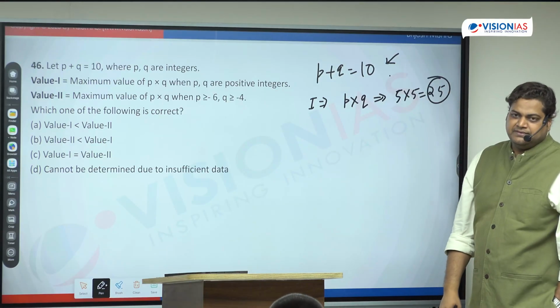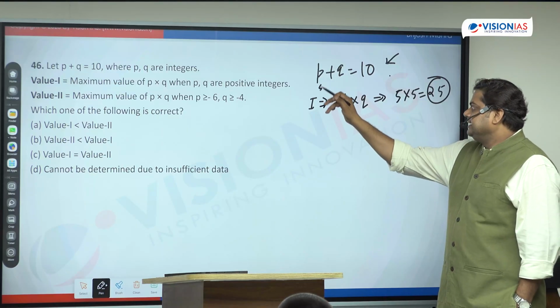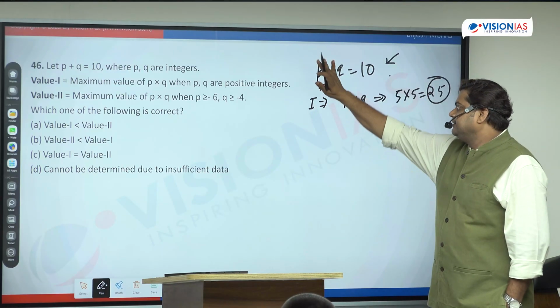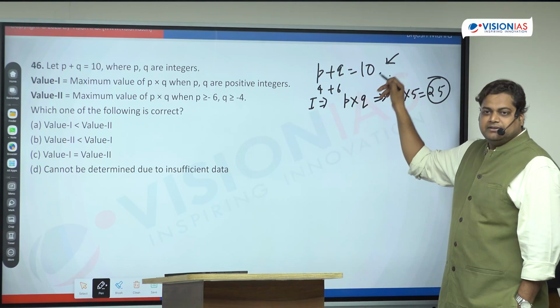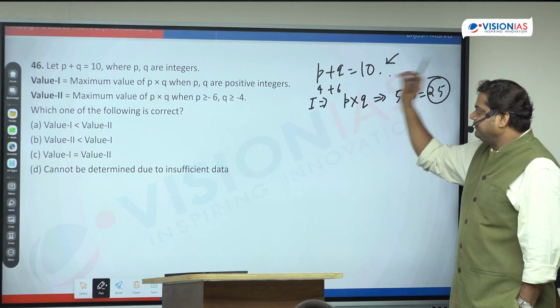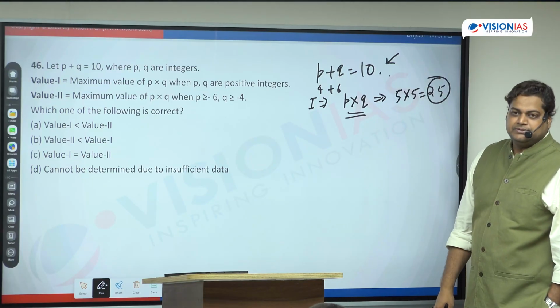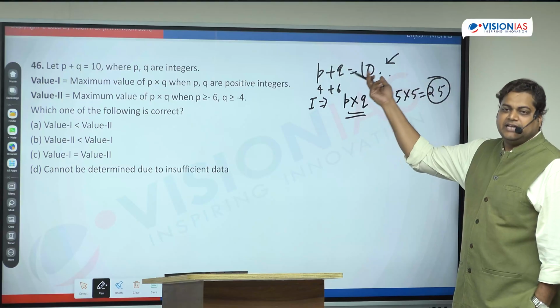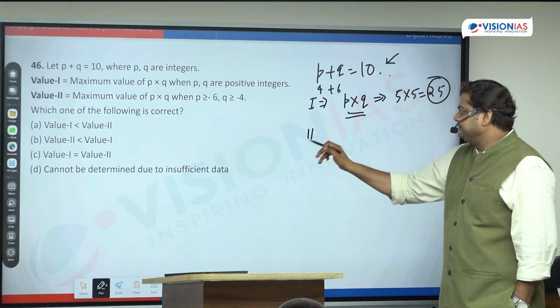First value is 25. It will be larger only when they are the same. If I take it like 4 plus 6, then also I am getting 10. 4 into 6 comes to 24. So that will be every time less than when we are taking the same values. Or if I take 9 into 1, 9 plus 1 is 10. 9 into 1 is 9. That is the property.